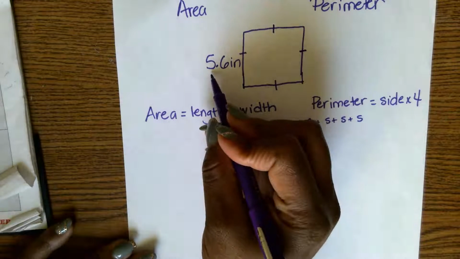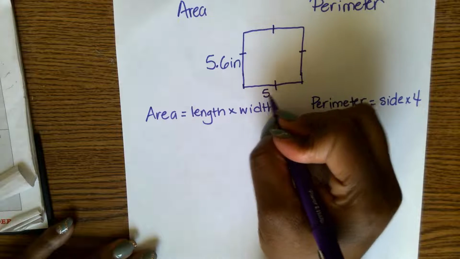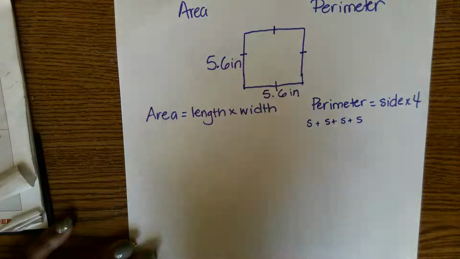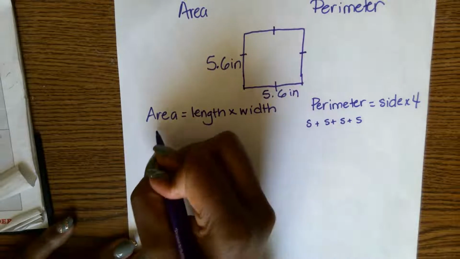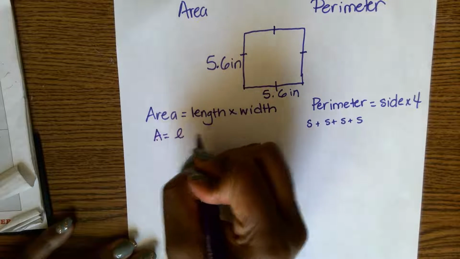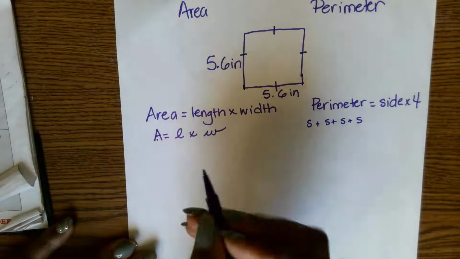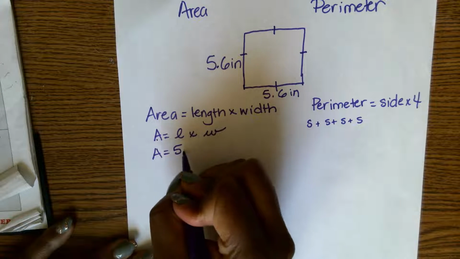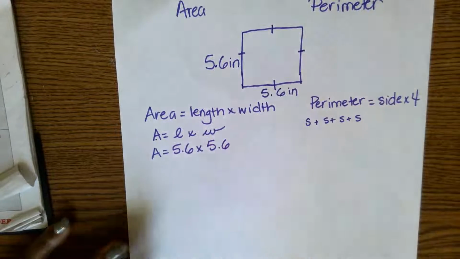So going with this, understanding that if this is 5 6/10 inches and that is width, that this side right here, which is where we traditionally find length, is 5 6/10 inches. And so we would plug this in, and this is really what the formula looks like. Kids should be familiar with this, length times width, right? So plugging in the length, area equals 5 6/10 times 5 6/10. We're going to find that.